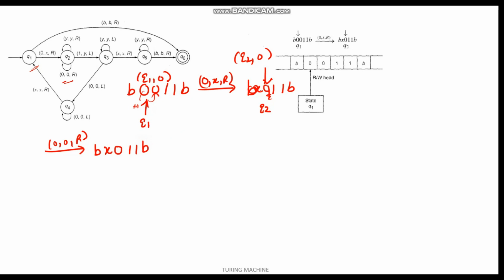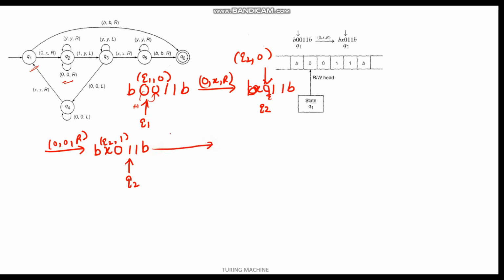Now the head was currently initially pointing towards this 0. Now head has moved towards right. So head will point to this location. And in this case, is there any state change? We have a look. We know that with input 0 on q2 there is no state change. So it will remain q2. Fine. So now q2 is pointing to this 1. Now it means q2 is given input 1. Now when q2 is given input 1, the function says it will go to q3. State will change to q3 with the value 1 y l.